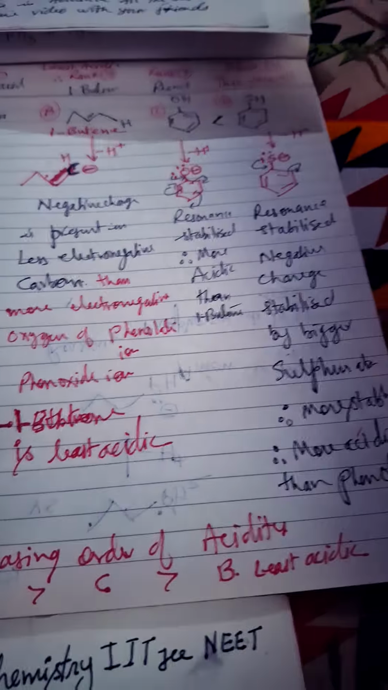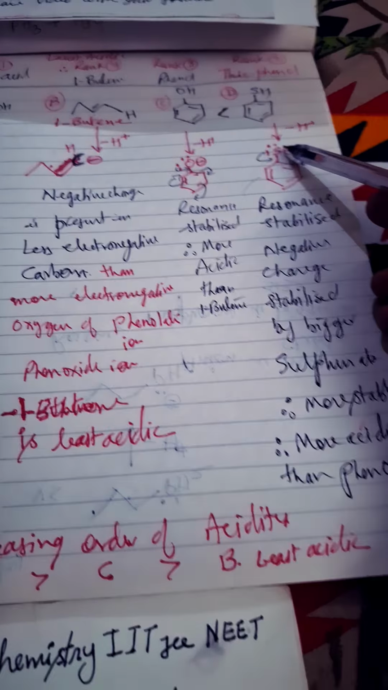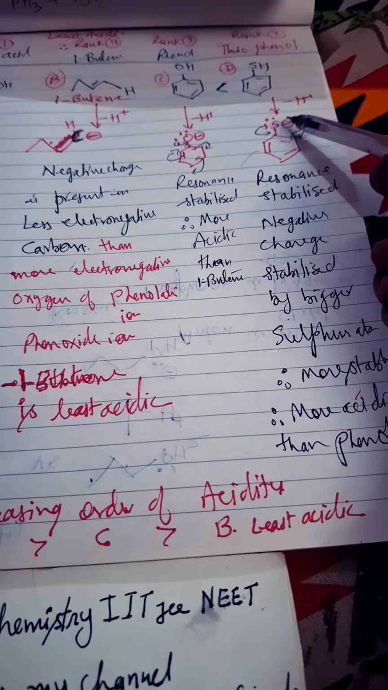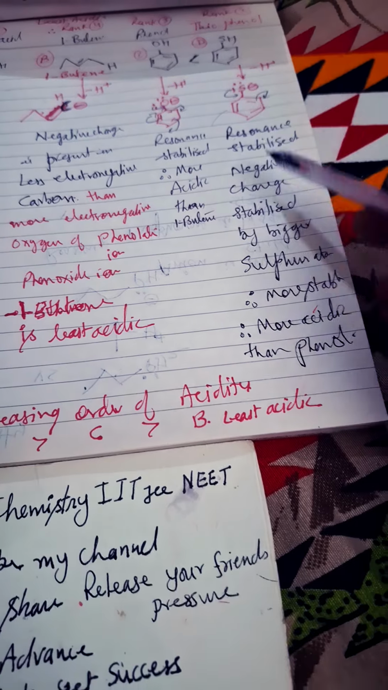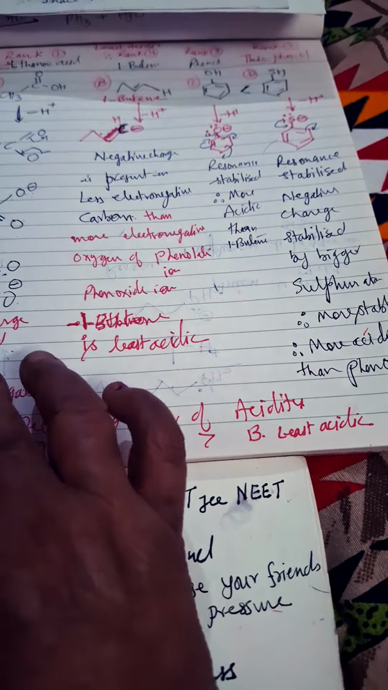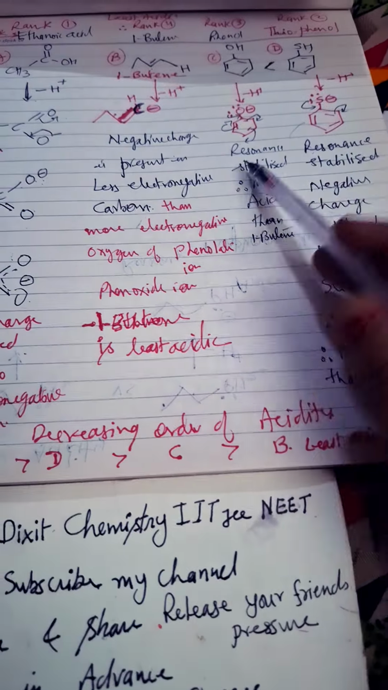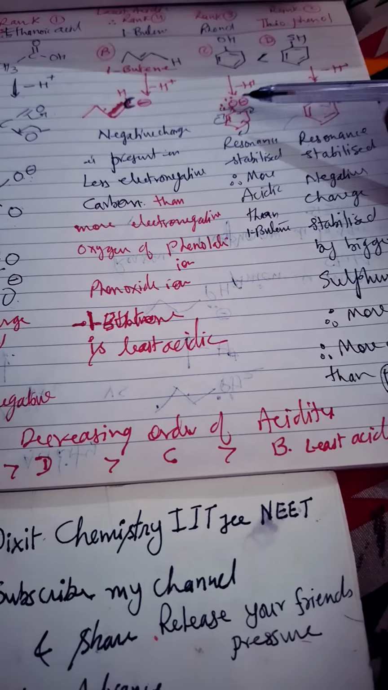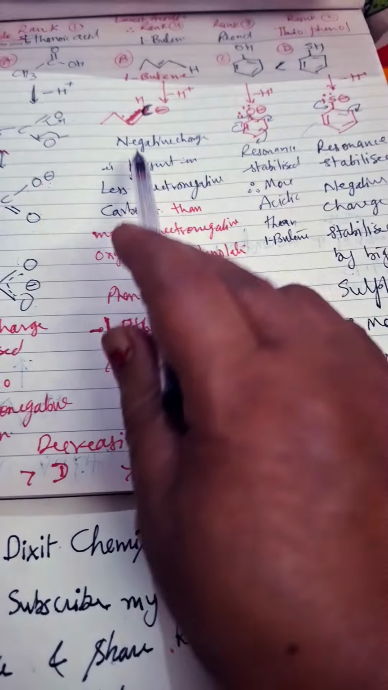Here thiophenol is resonance stabilized just like phenol, and since sulfur is bigger in size, it will stabilize the negative charge more capably, and that is why it is more acidic as compared to phenol. So the first ranking is acetic acid and the second rank is thiophenol. Third goes to phenol. Phenol is also resonance stabilized, more acidic as compared to butyramine.